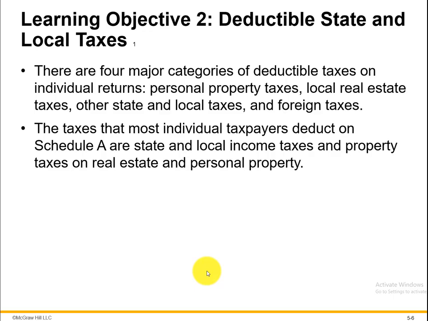into our next list on Schedule A, the next section, if you will, state and local taxes. This is where the big changes came for 2025. Several types of taxes are deductible on your federal tax return. Personal property taxes, local real estate taxes. So in Pennsylvania, that'll be your spring taxes and your fall taxes. Okay.